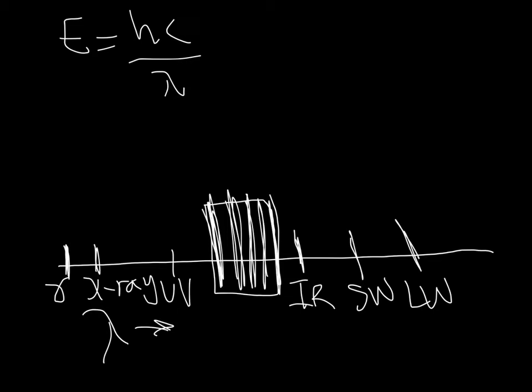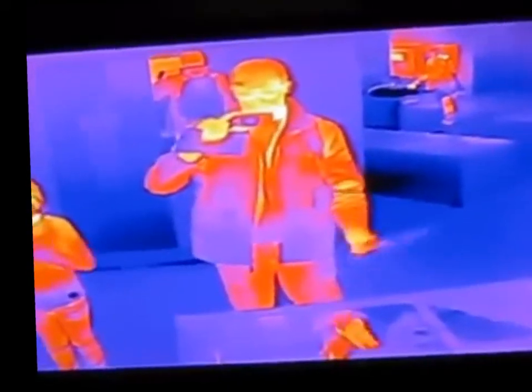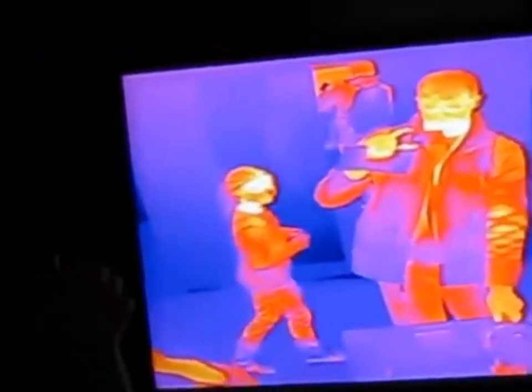Now let's take a look at an example of a black body that is emitting infrared radiation. As I mentioned in the last slide, there are many different types of light that we cannot see, but yet it's still there.